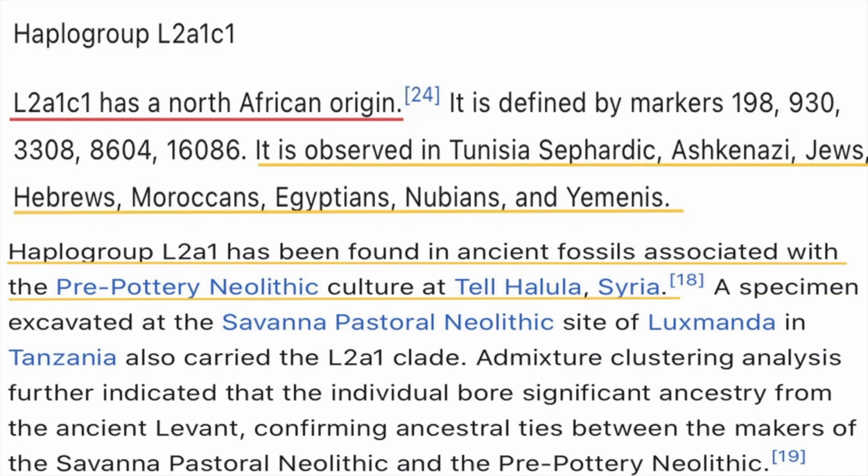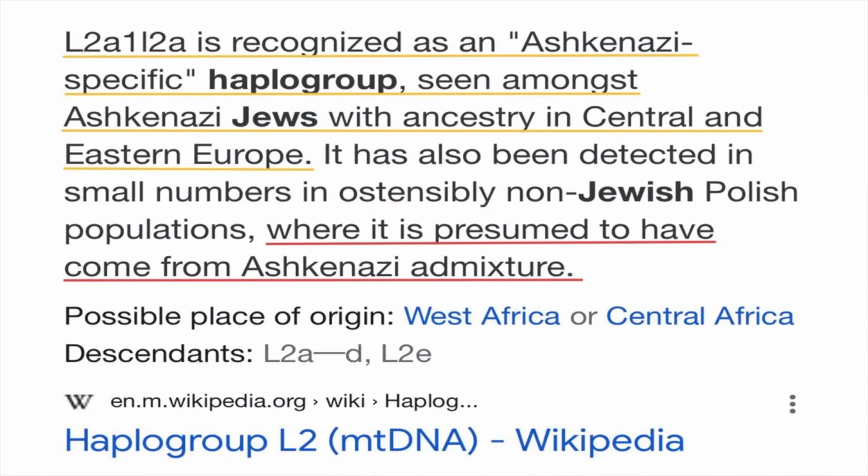And just dealing a little bit deeper with L2 and the people who have it today, L2A1C1 has a North African origin. It is observed in Tunisians, Sephardic and Ashkenazi Jews, Hebrews, Moroccans, Egyptians, Nubians, and Yemenis. And of course, that's not surprising because, again, haplogroup L2 has been found in ancient fossils associated with the pre-pottery Neolithic culture at Tel Halil, Syria. So we most definitely find various Near Eastern populations today with haplogroup L2A1.